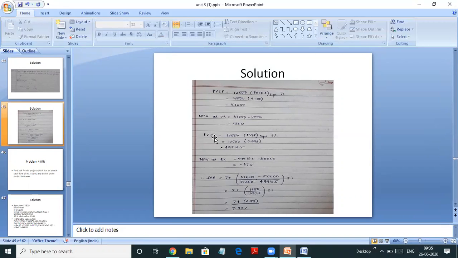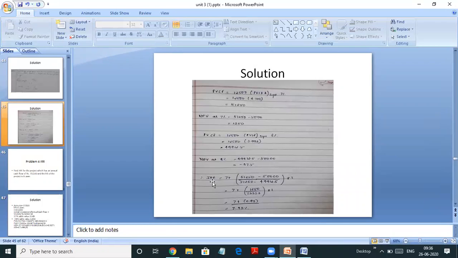Similarly, we'll find it at 8%. So 12,500 into the present value interest factor annuity at 8%, which was 3.993 as the table value. When you multiply, you get 49,912.5. So NPV at 8% is negative. So we have one positive NPV and one negative NPV.